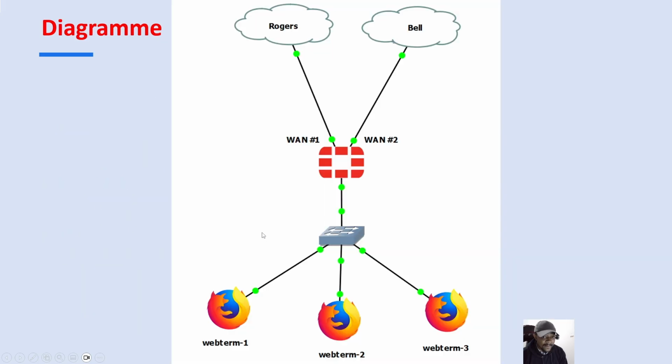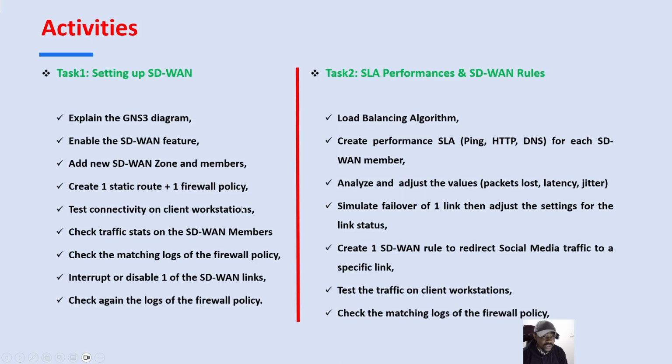After those explanations, we did the following activities, setting up SD-WAN. The link to that previous video will be mentioned in the description of this one. So today in this video we are going to jump on task 2. Task 2 here is going to be setting up SLA performance and SD-WAN rules. So we are going to jump directly on our FortiGate device and proceed.